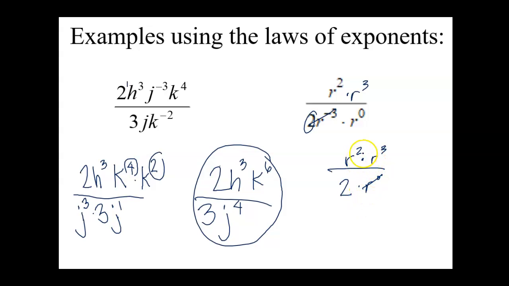On the top, I have r squared times r to the third. Again, I can add those exponents together because I have the same base times the same base here. So that'd be r to the 5th power. And then on the bottom, I just have 2. So that would be the simplified version.